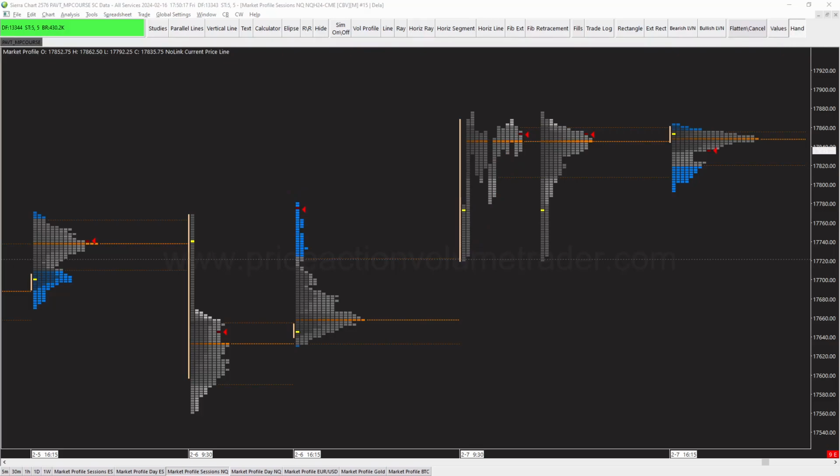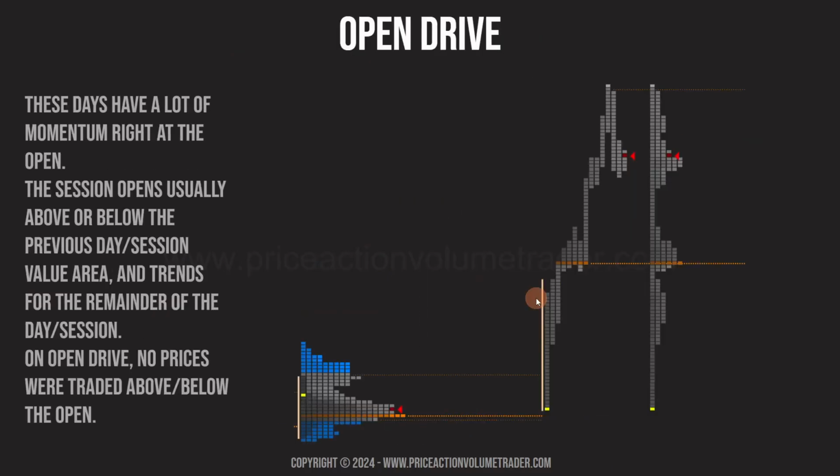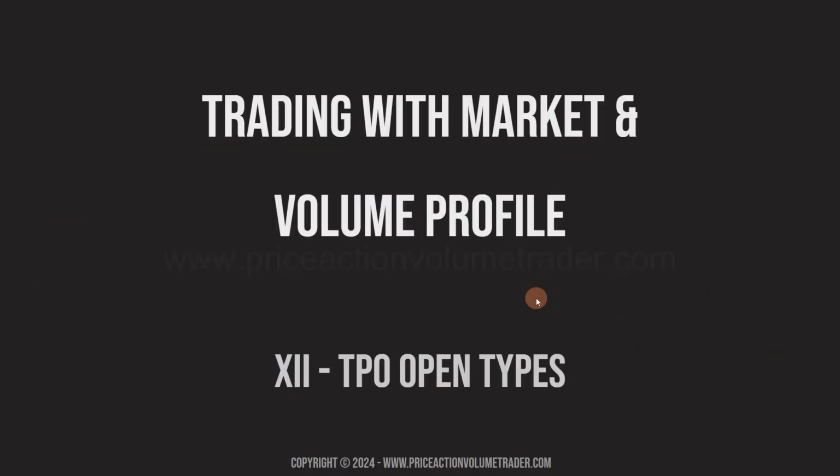Okay, so those are several examples of this concept that we were talking about regarding the open types. Again, these are going to help you to position yourself if you can identify them early enough. This will give you some hints as to what kind of day or session you can expect, and then this will help you in your strategies.